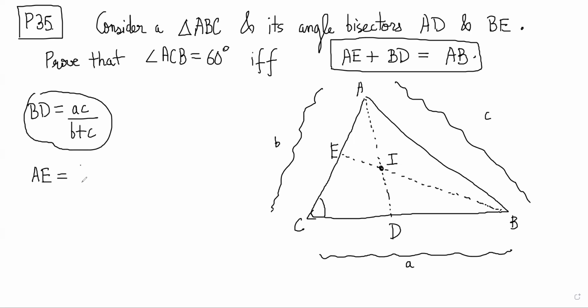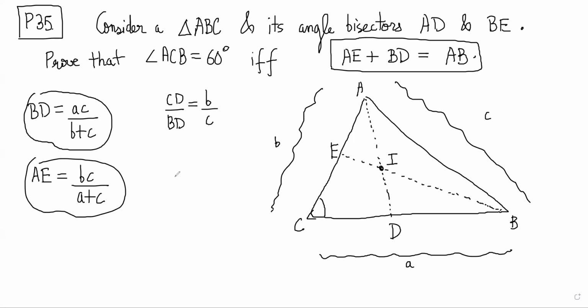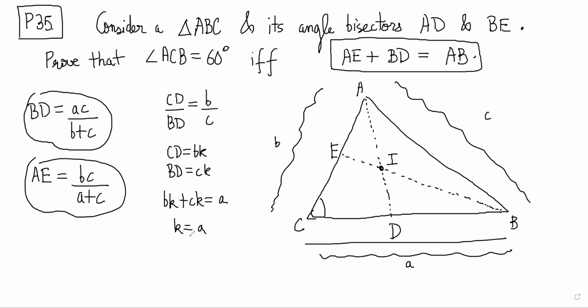Basically, the idea is that because of the angle bisector theorem, we know that CD by BD is equal to B by C, right? So CD can be written as BK and BD can be written as CK, and BK plus CK must be equal to the side BC, which is called A. So therefore K is A by B plus C. And if K is A by B plus C, BD becomes CA by B plus C. Similar logic here also, you will get this.